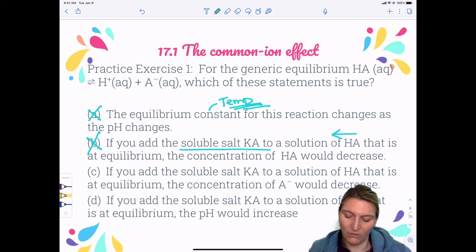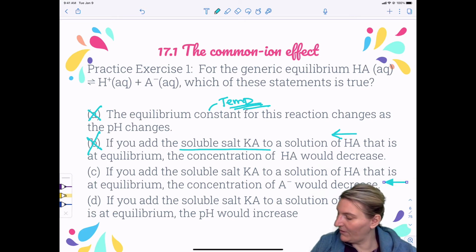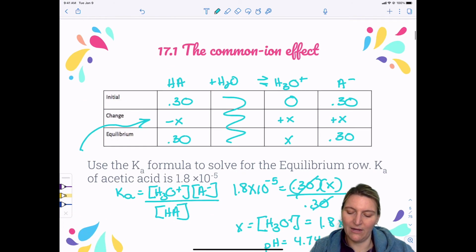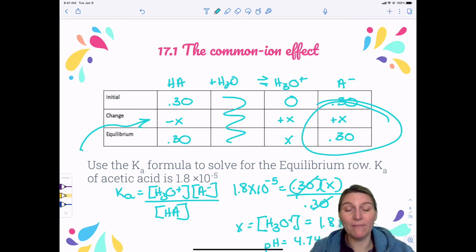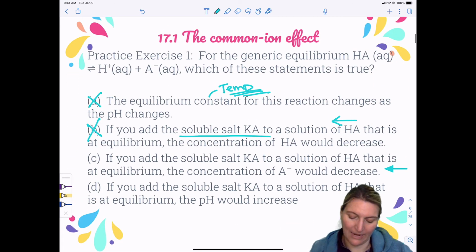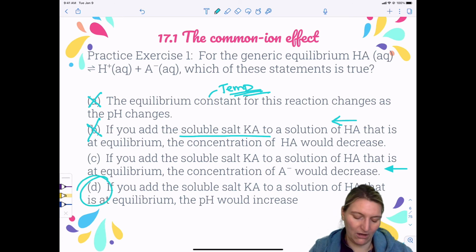If you add a soluble salt to the solution at equilibrium, the concentration of A- would decrease. Well, no, we would see that it would push the equilibrium that way, but remember, negligible. It may decrease, but not to a very big extent. If you add the soluble salt to a solution of HA that is at equilibrium, the pH would increase. That was the exact scenario that we saw.